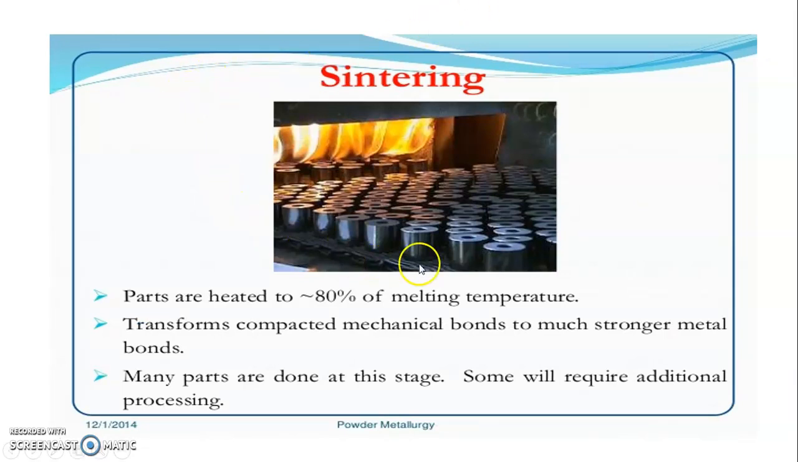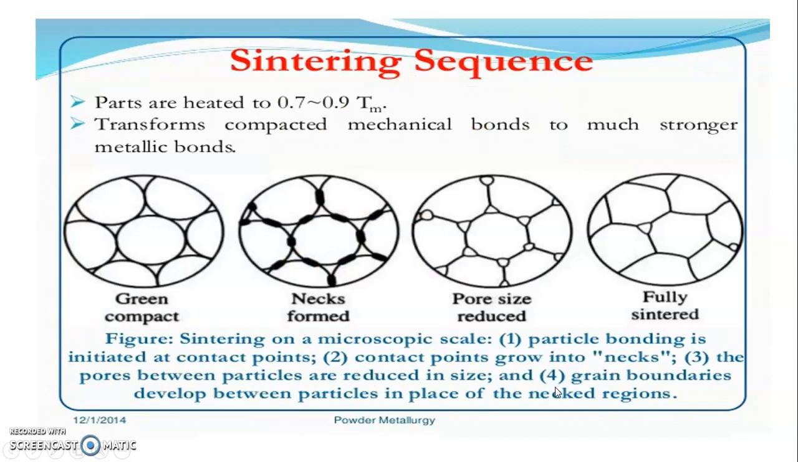Here you can see the sintering process in the picture. Parts are heated to 80% of the melting temperature in this diagram. This transforms the compacted mechanical bonds into much stronger metal bonds. Many parts are done at this stage. Some will require additional processing.